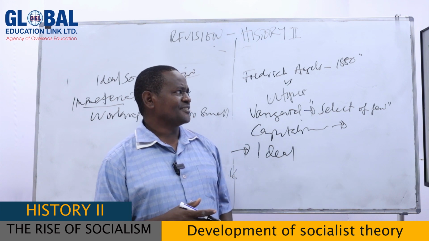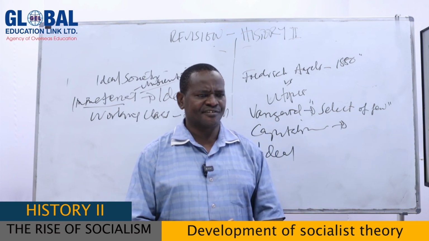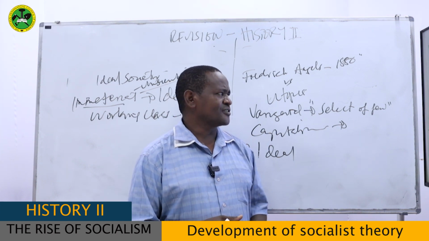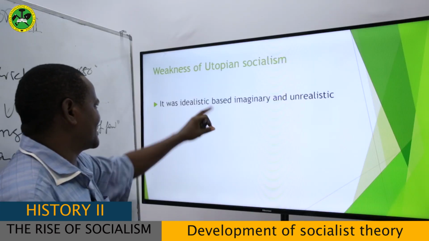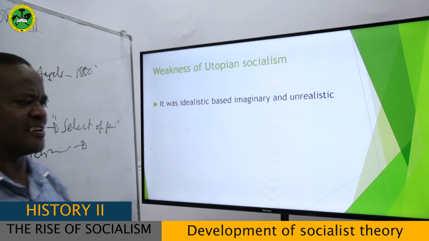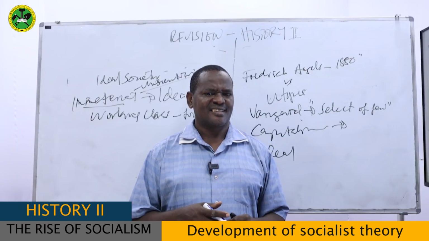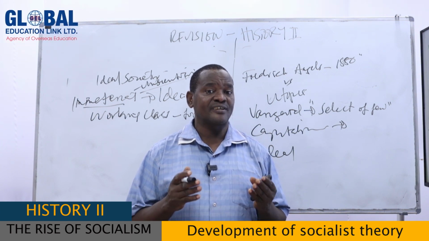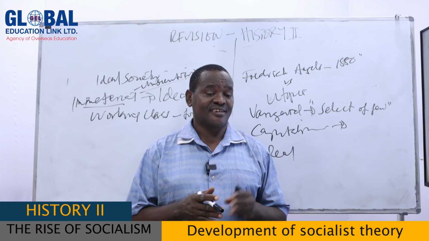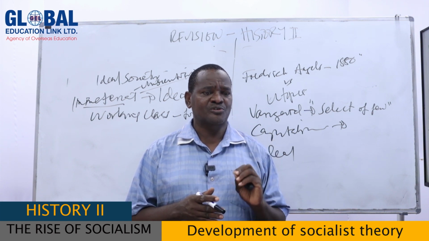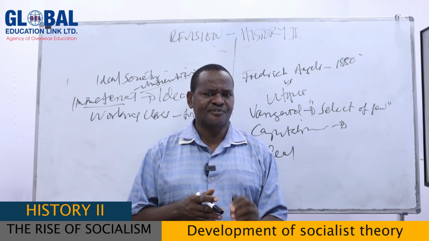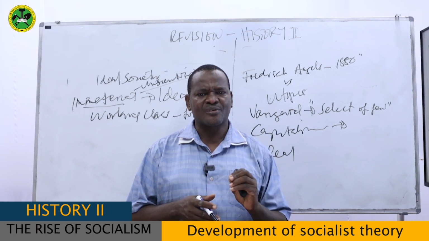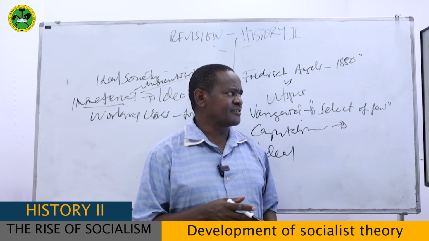My dear students, let's now move to the weaknesses of utopian socialism. What is the weakness of utopian socialism? The first weakness is that it was too idealistic, based on the imaginary and unrealistic. They believed in ideas. They were speaking and believing of something which was so difficult to attain. That's why we said earlier, their proposal was unattainable. How can you dispossess the capitalist's wealth through negotiation, through reasoning? That was very difficult.